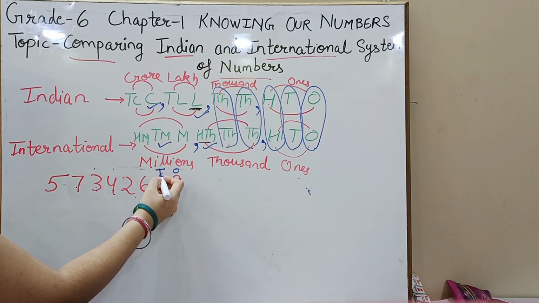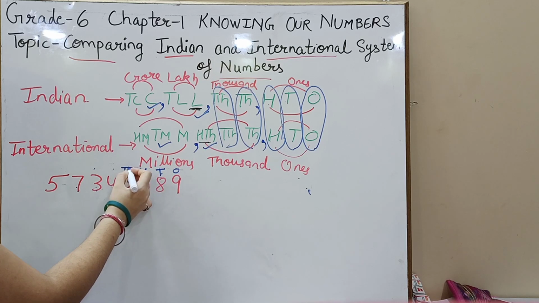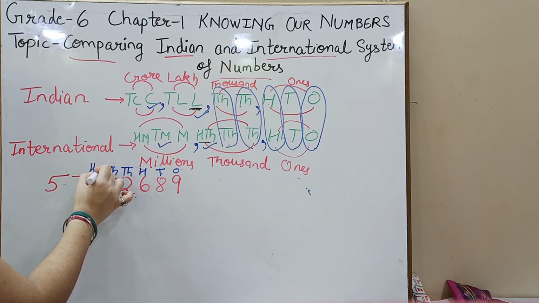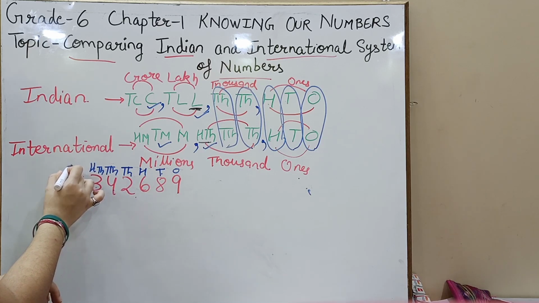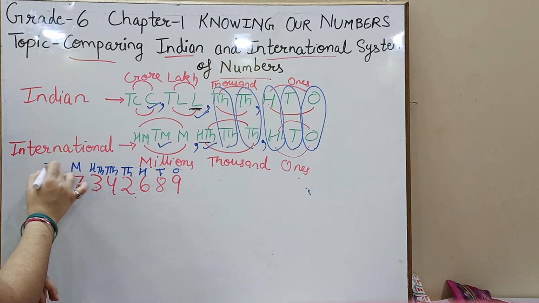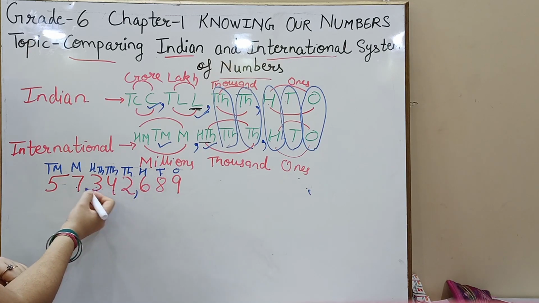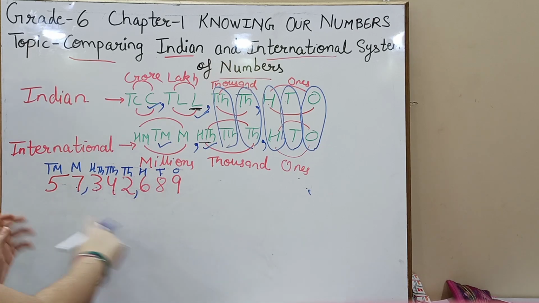Ones, tens, 100, 1000, 10,000, 100,000. Now it will come million, 10 million. Just put down the commas. Ones, tens, 100, comma, 1000, 10,000, 100,000, comma, million, 10 million, comma.